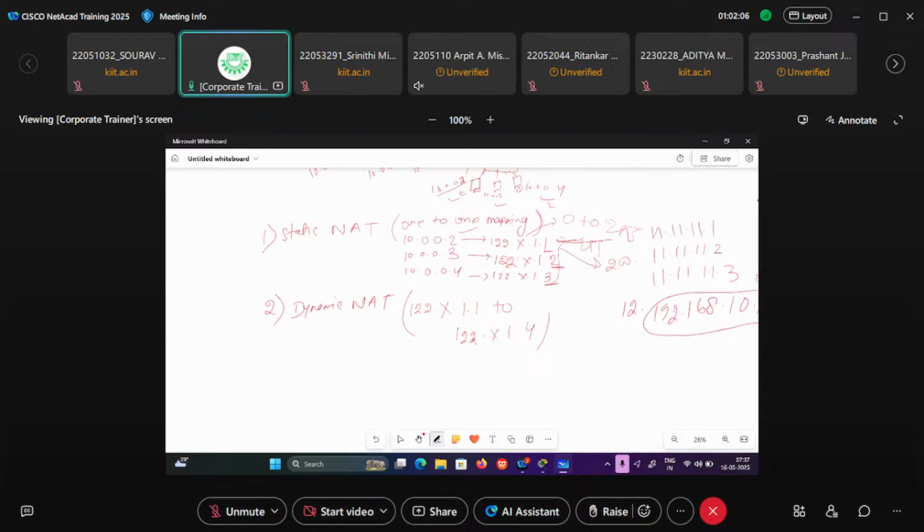So out of this pool of IPs, this is what is called a pool of public IPs. In this case, what will happen? Whenever you create a pool of public IPs, as many PCs as you connect in your network, suppose you have connected 4 PCs, and all 4 PCs are trying to access the internet and access the web servers, right? So they all can access.